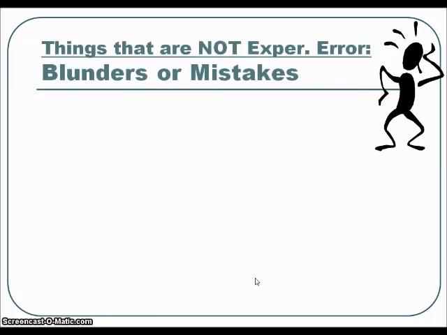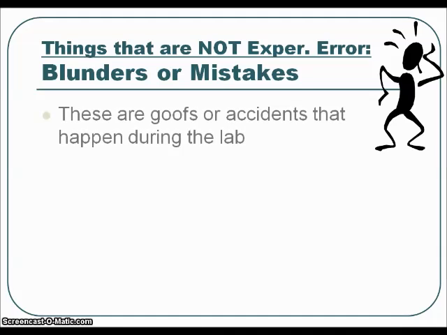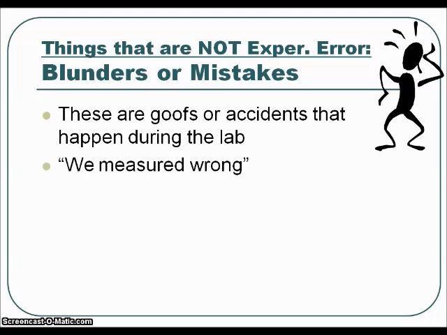So before we get to examples that are sources of error, I want to talk about some common things that are not experimental error. We call these things blunders or mistakes. These are not part of the design of the experiment. A blunder or a mistake is some kind of a goof or an accident that happens during the lab. A lot of times when I ask people what experimental error is, sometimes they'll say, well, we measured wrong. Well, that's not a source of experimental error.